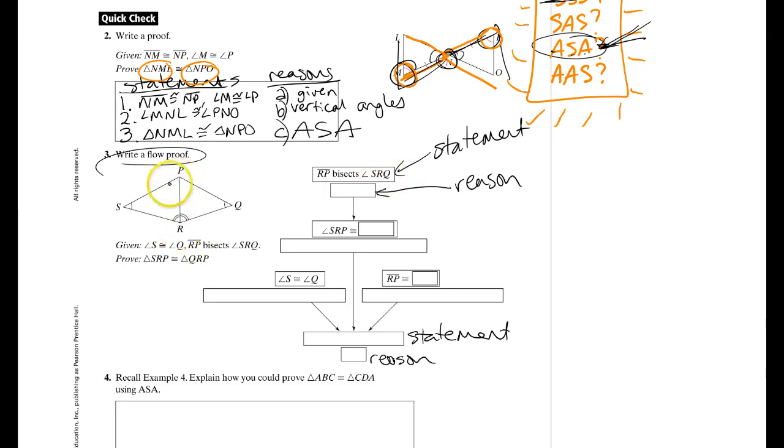RP bisects SRQ. Well, hey, that makes RP an angle bisector, and therefore I have two congruent angles. This one here and this one here. So again, RP was the angle bisector of this big angle. Clean that up. Why can I say that? Oh, it's given right there. Got it.